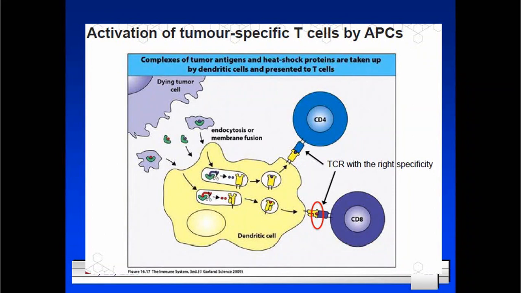One of the signals is the binding of the T helper T cell receptor with the antigen and MHC complex. The other signal is the co-stimulatory signal, and the third signal is the cytokine production.